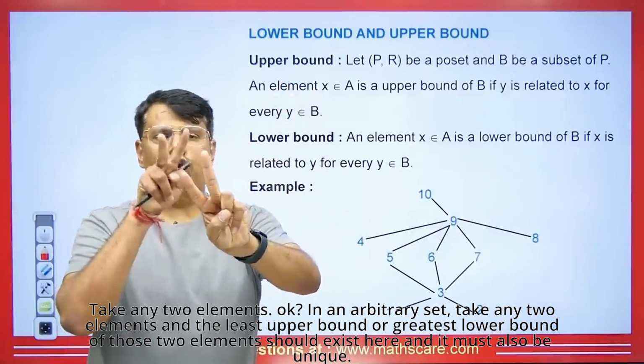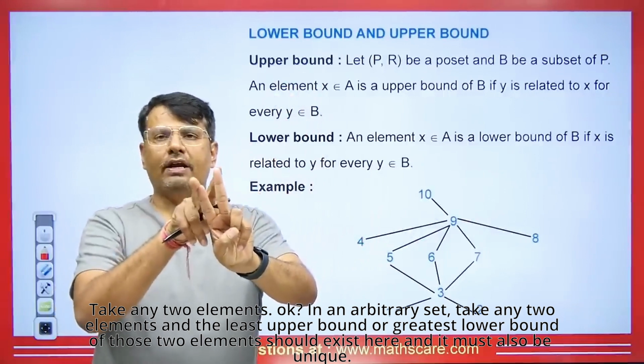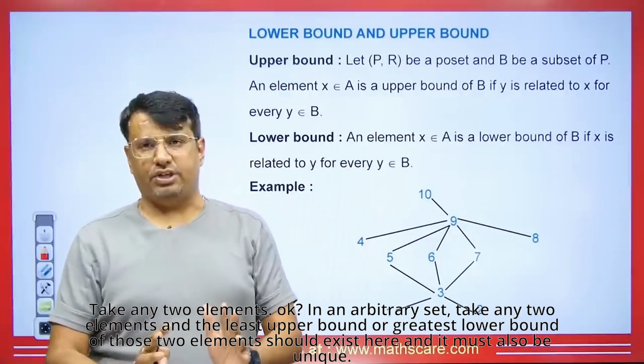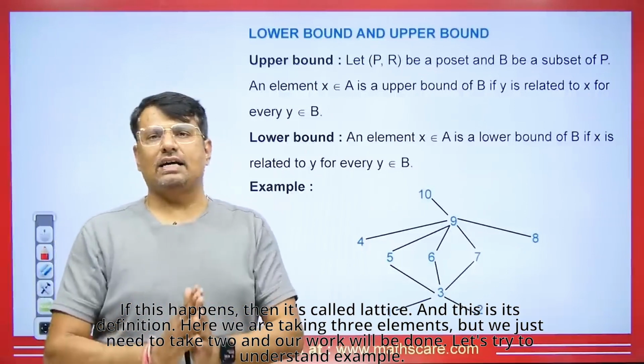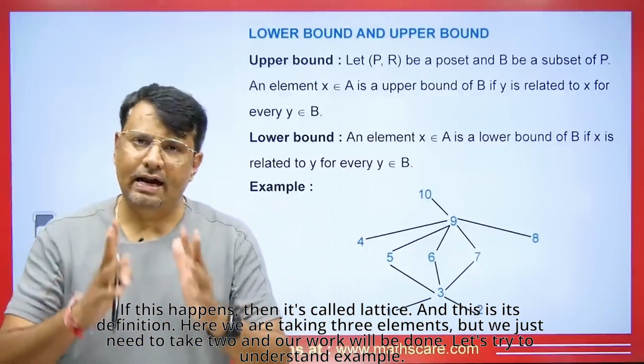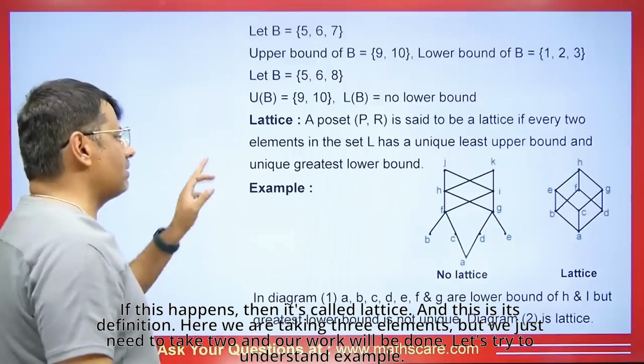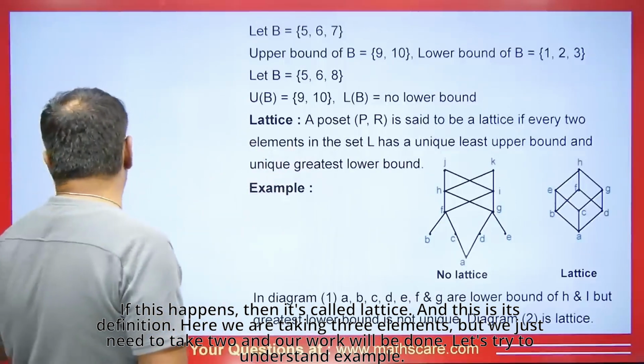In an arbitrary set, take any 2 elements, and the least upper bound or greatest lower bound of those 2 elements should exist here, and it must also be unique. If this happens, then it's called a lattice, and this is its definition. Here we are taking 3 elements, but we just need to take 2 and our work will be done. Let's try to understand an example.